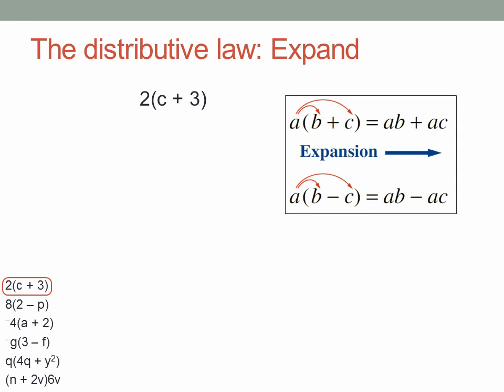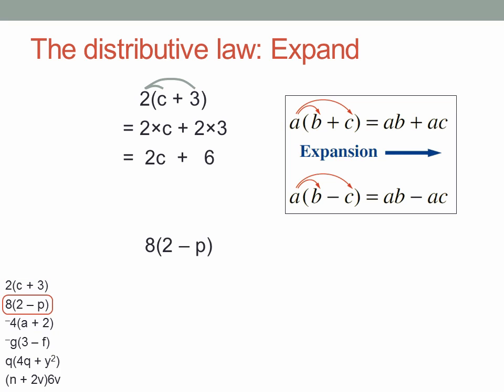2 brackets C plus 3. Remember there's a hidden times in there. Distribute the 2 over the terms in brackets. 2 times C plus 2 times 3, which we can write as 2C plus 6. When you get better at this, you are allowed to skip the second line here. You don't have to write the extra step. But I'm going to keep doing it for now so you can see clearly exactly what I'm doing. And you are allowed to keep writing it every time if it helps you to get the right answer.